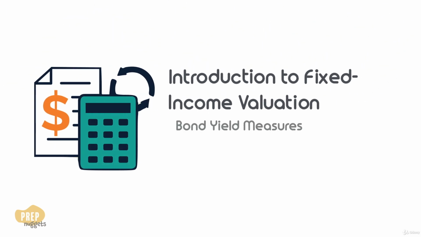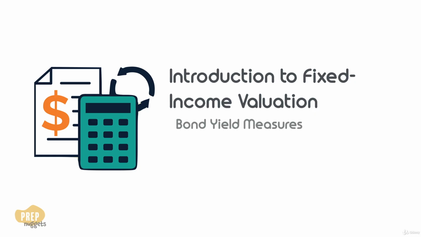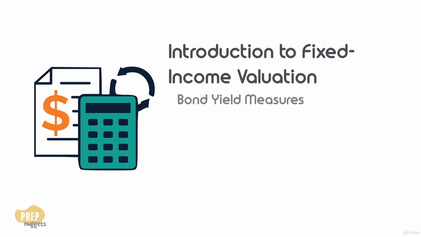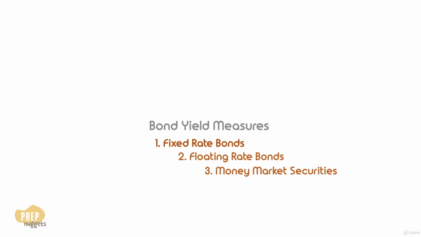Thus far, we've learnt the yield to maturity as a yield measure for bonds. There are other measures of yield that can give us further insights of the returns from investing in a bond. In this lesson, we shall discuss how to calculate and interpret some other yield measures for fixed-rate bonds, floating-rate notes, and money market instruments. Let's get rolling.